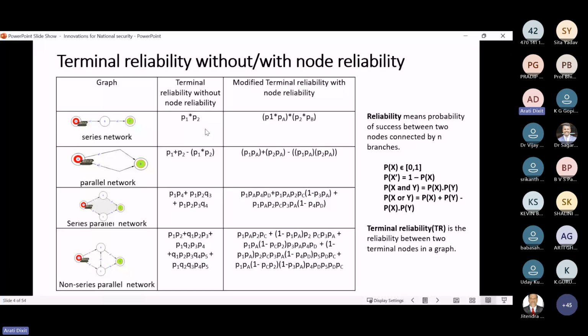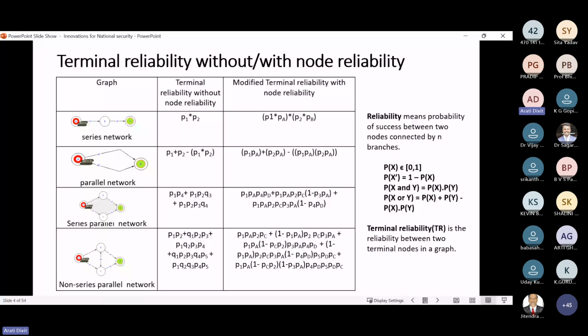So these are different mathematical expressions which represent the basic method of finding the terminal reliability between two nodes in a graph. There is a modification here. You take into account the reliability of a node, because a node also can have some reliability, right? So taking into account the infrastructure of elements that are involved at the node level. There are different expressions for that, as you see in the second column here. So the crux of this slide is that we are defining the basic method of finding reliability, right?